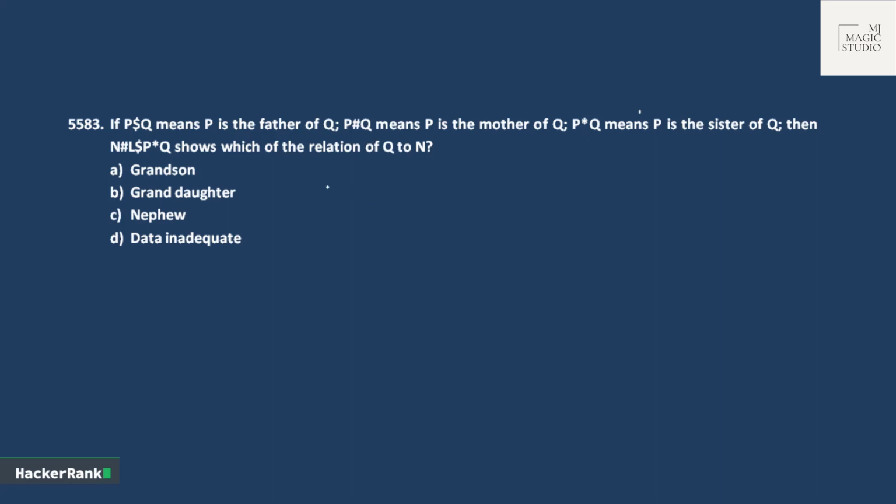Another one from symbolic blood relations. Okay, this all means something. Then N hashtag L, P dollar Q, P asterisk Q. What is the relationship between Q and N? Hashtag means P is mother of Q, N is mother of L. Then dollar is father of Q, L is father of P. Asterisk is sister of Q, P is sister of Q.